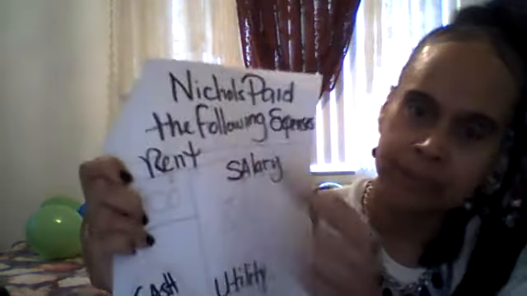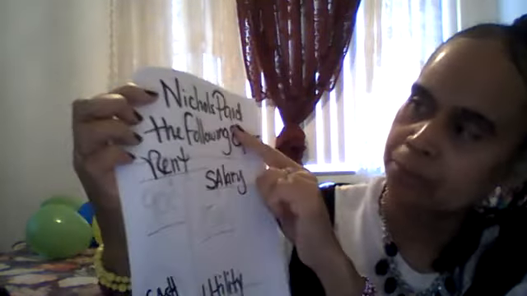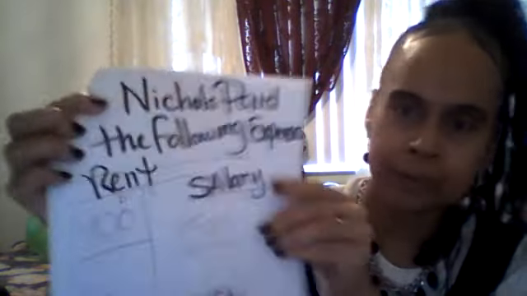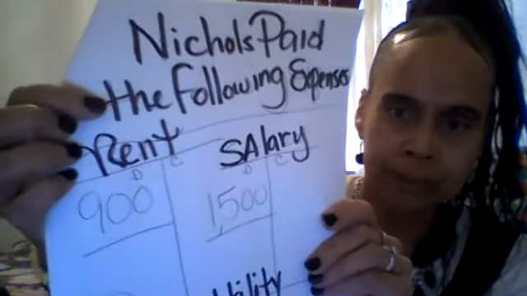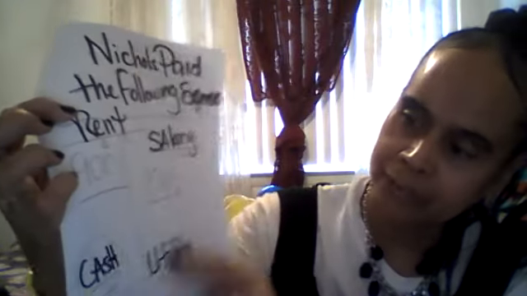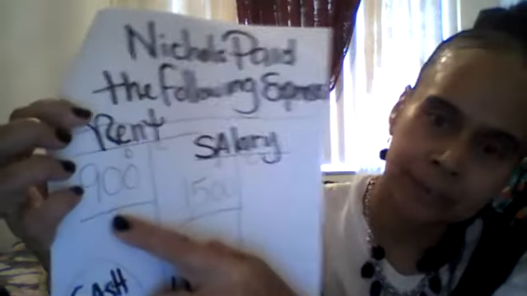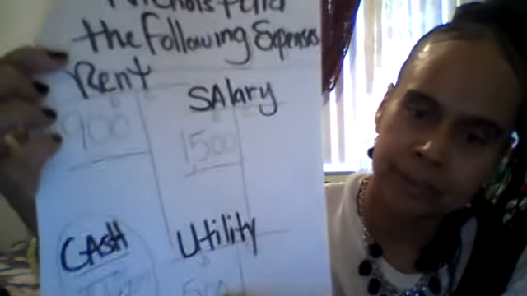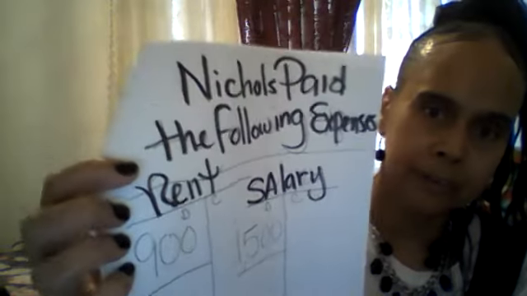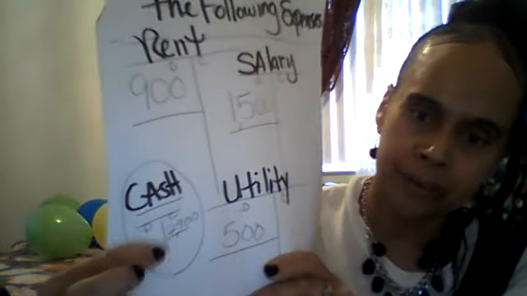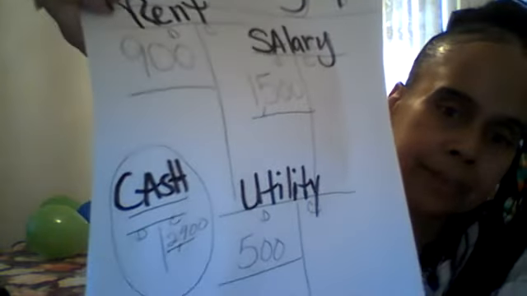And this is another company. These are just examples. Nichols paid the following expenses. So he paid rent, salary, and utilities. In other words, he paid rent $900, salary $1,500, and utilities $500. So those are the expenses that he paid. Since he paid those expenses, when you total them up, we'll have to credit cash for the total amount of the expenses. So we credit cash. That's $2,900 altogether. That's $2,900 cash account. See.